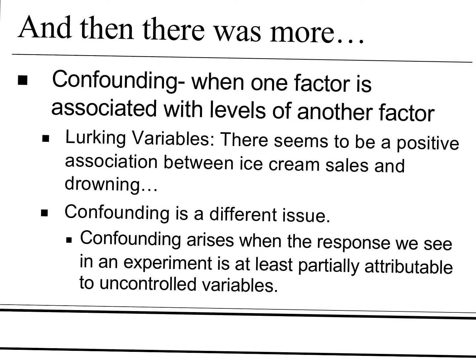Confounding is when the response we see in an experiment is at least partially attributed to something that we didn't control. And when that happens, our experiment is usually invalid. If we can't tell the difference of whether it was sugar or caffeine, then how can we make any conclusions from that?